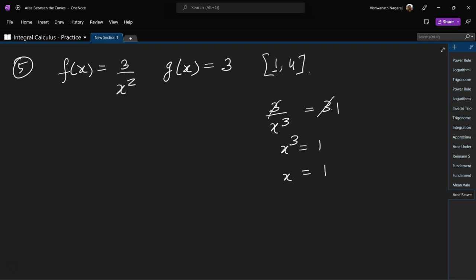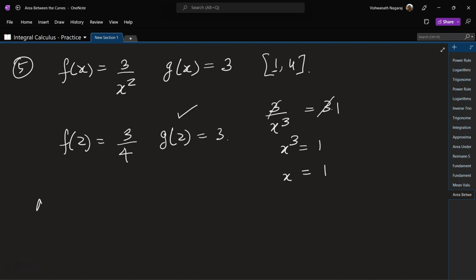Now, which is higher? So let's take a value in this interval, let's say 2. So f of 2 would be 3 by 4, and g of 2 would be 3. So which means this f of x would always be a fraction, and this will always be 3. So which means this is higher.